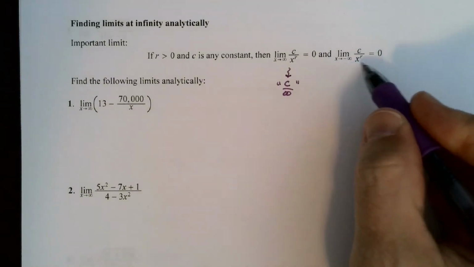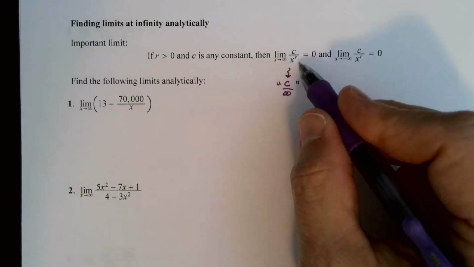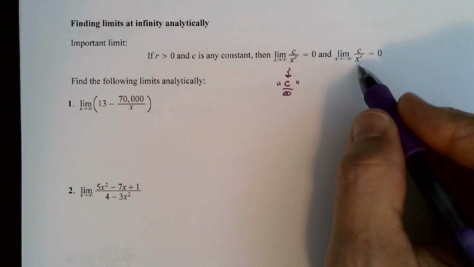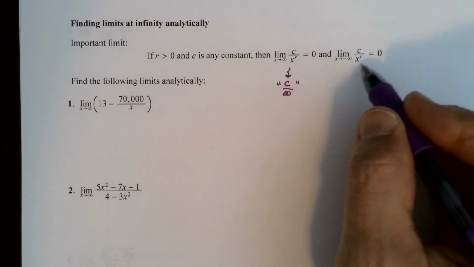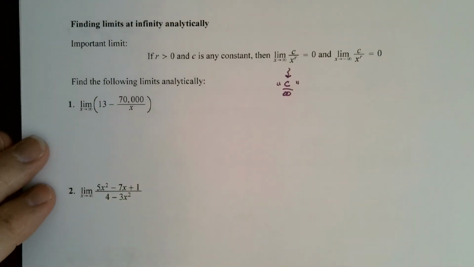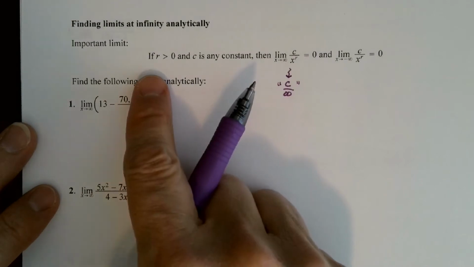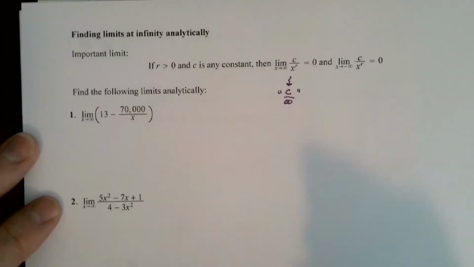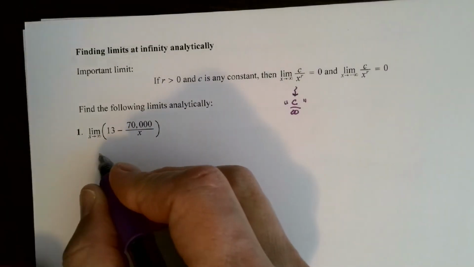Same thing here. Both of these limits are approaching 0. We could be approaching 0 here from the negative side and from the positive side here, depending on the constant c. But still we're approaching 0. So that's an important limit. But r, of course, has to be greater than 0. All right, let's take a look at using this now.